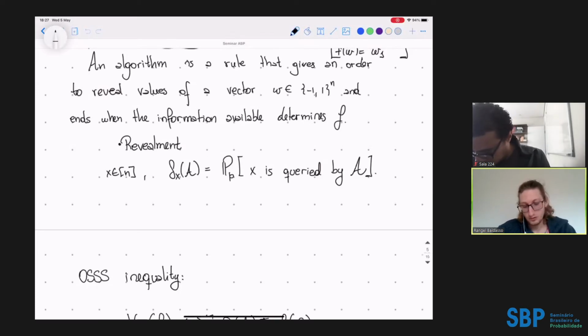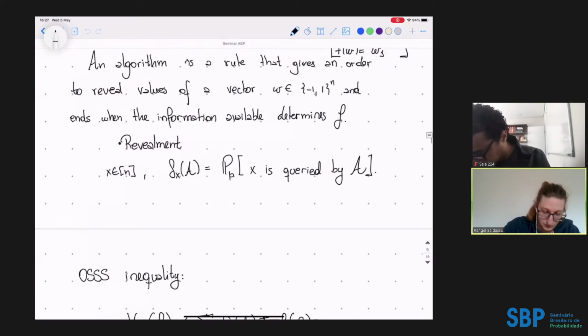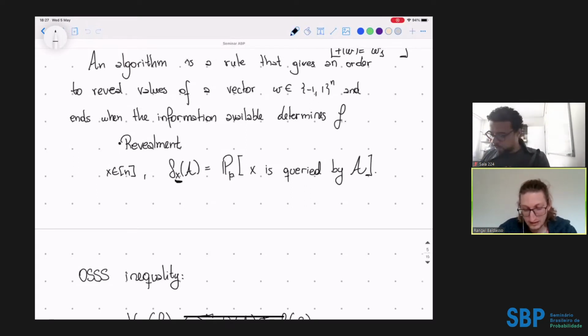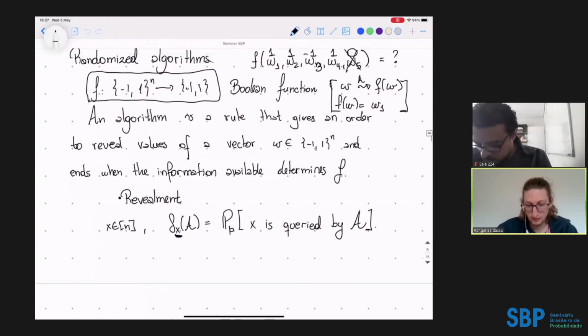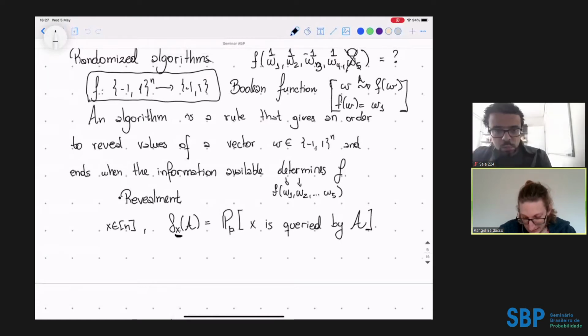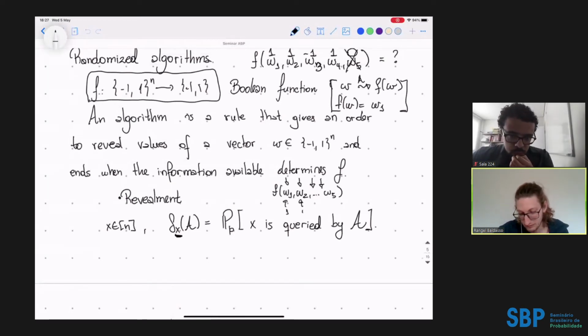The revealment is associated to an entry x, and it says what is the probability that you need to observe x while running your algorithm. For example, in our example here, that's the majority. If our algorithm always starts from 1 and goes until you know that you reach the majority, the revealment of this bit is going to be 1, the revealment of this bit is going to be 1 as well, that is the probability to observe it.